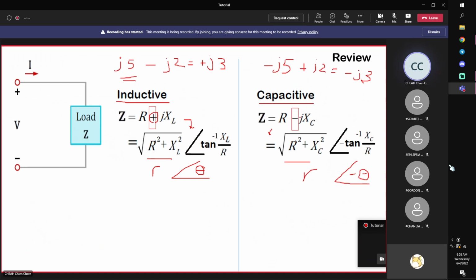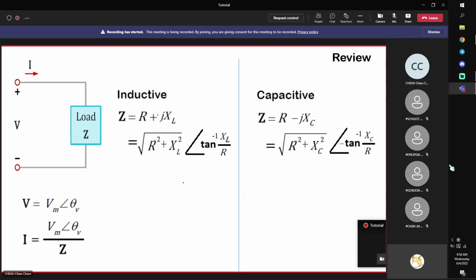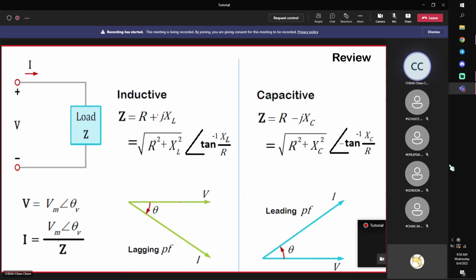Why? Because here it is negative, so you end up with a negative angle. This is positive, so you have a positive angle. Okay, if you go back to this again, suppose that your load is inductive and this is your impedance. This is a positive angle, right?